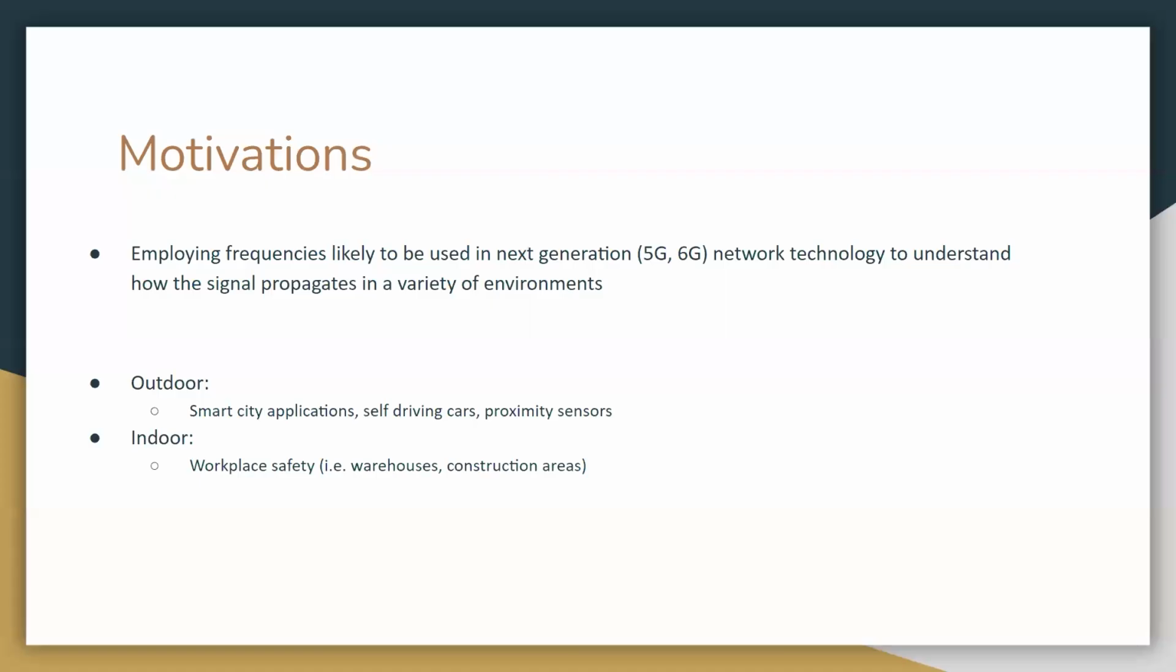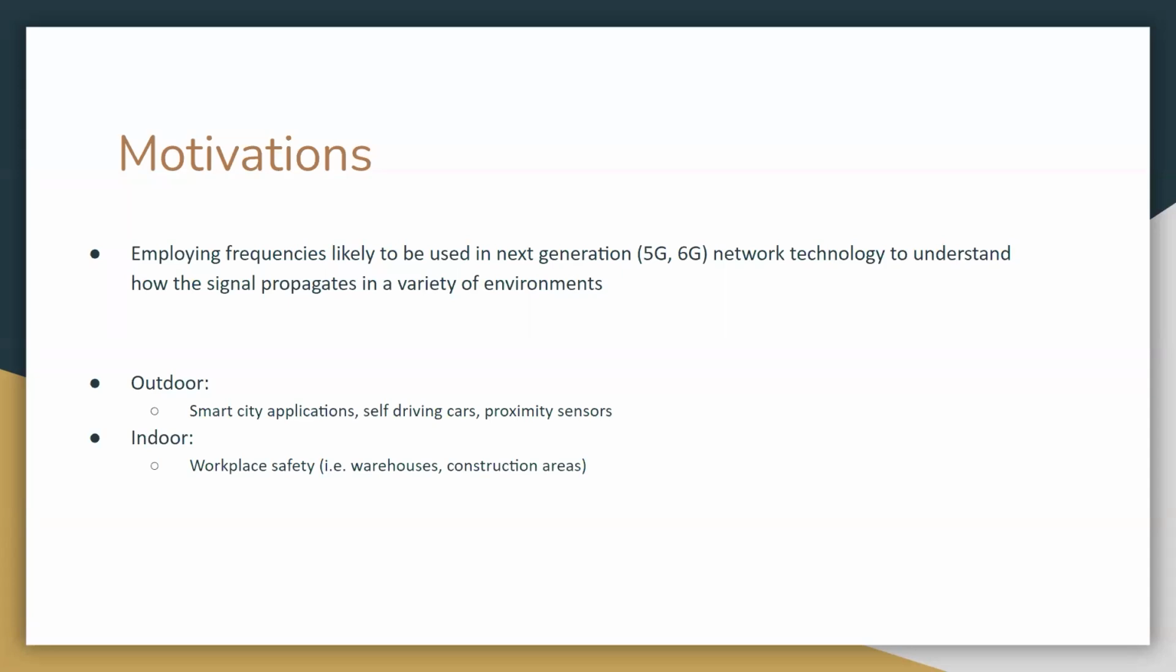So what are the motivations of this project? What do we plan to do with it? The number one short-term goal is that we can use these frequencies that are going to be employed in both the current generation, like 5G network signals, and next generation network signals like 6G. That's what the 140 gigahertz application is for. And we're investigating how they propagate in different environments because we plan to roll them out for network communication purposes.